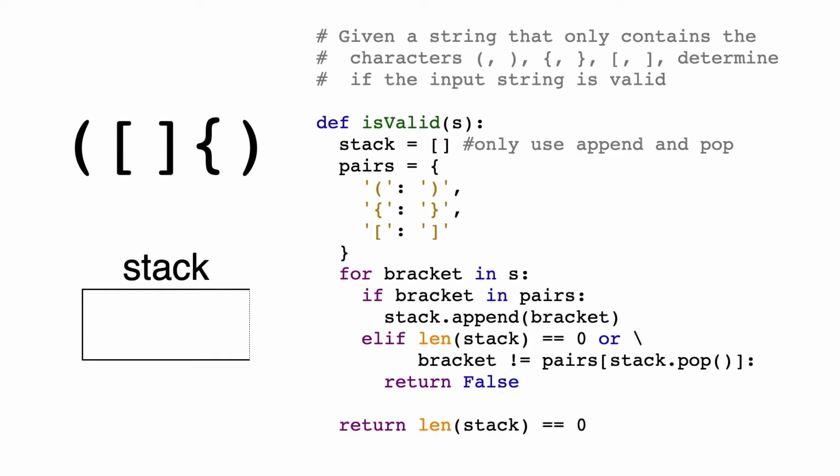We're given a string that consists of 6 different characters: the opening and closing parentheses, square brackets, and curly braces. Given this string, we have to return true if the string is valid, and false if it's invalid. Now, the problem defines a string to be valid if it meets 3 conditions.